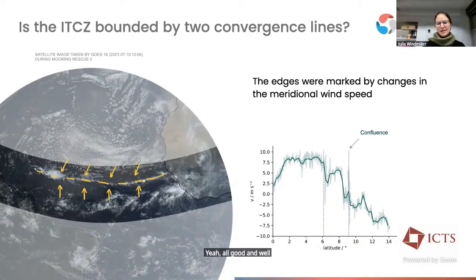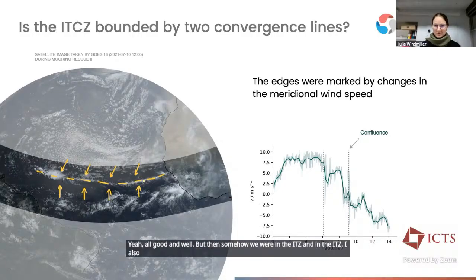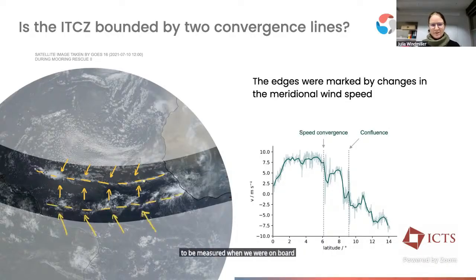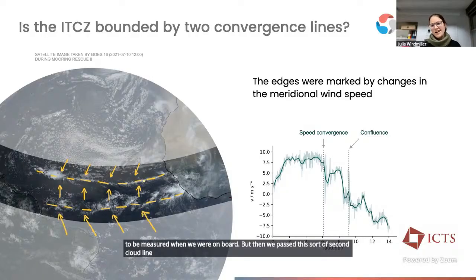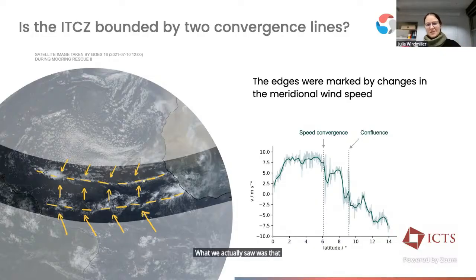But then somehow we were in the ITCZ. And in the ITCZ, I also mean, for example, given the high humidity content that we measured when we were on board. But then we passed this second cloud line, and we encountered another convergence line, which was a speed convergence line. So instead of having two flows in opposing directions, what we actually saw was that the southerly actually slowed down at this location.